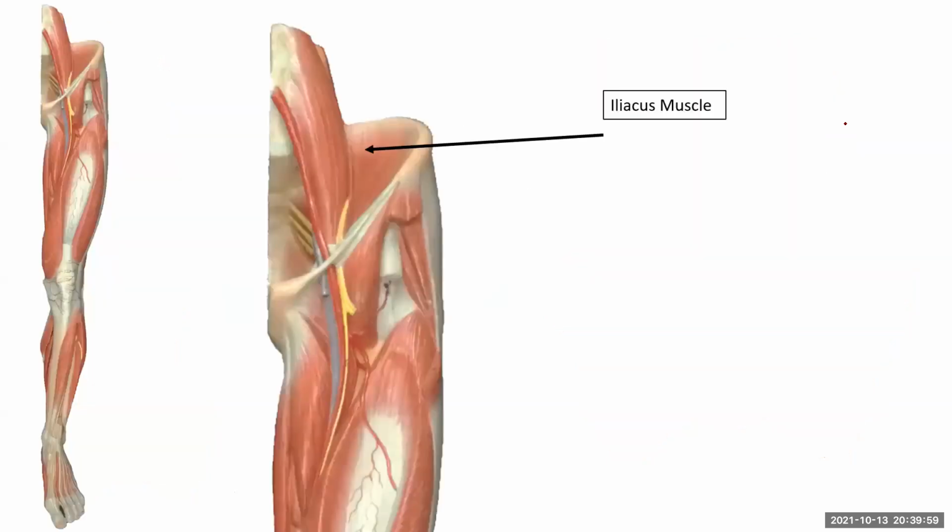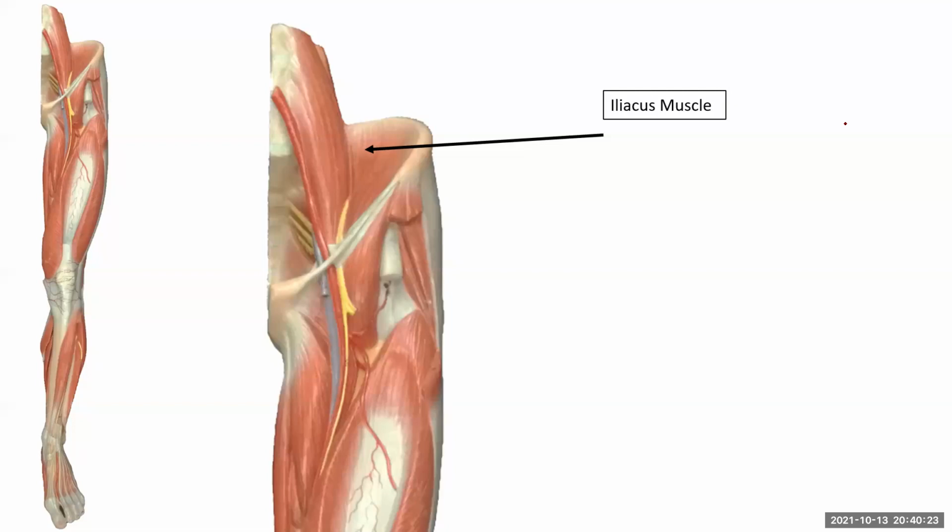Here's iliacus. This muscle here sits in the iliac fossa. Well, we just learned about the iliac fossa not too long ago, right? That's that smooth area of the ilium, which is part of the os coxa. And that's where this muscle sits. It sits in the iliac fossa, that nice smooth area there. And you can see it's just lateral to the psoas major muscle.